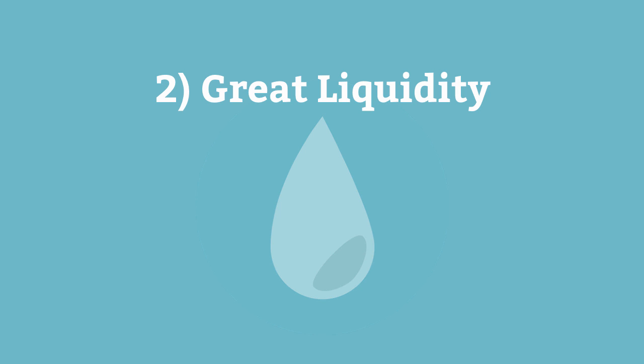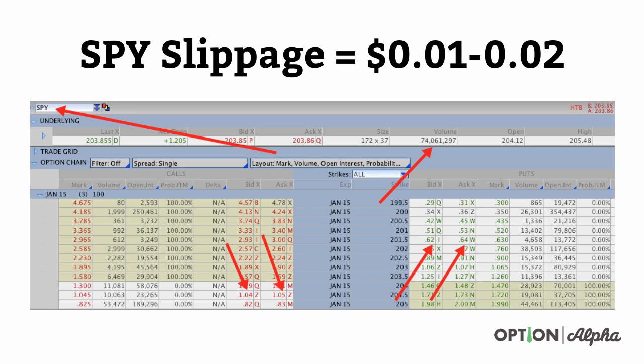Now, hopefully this goes without saying, but great liquidity means minimal slippage. So lots of volume on the actual stock. That's one thing that we can always look for. And then number 2 is lots of tight bid-ask spreads.